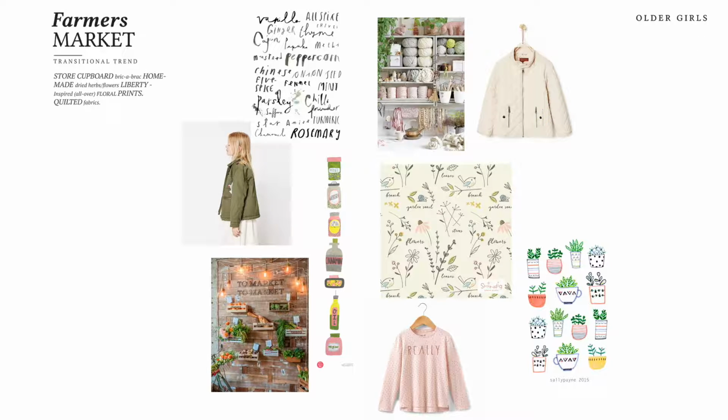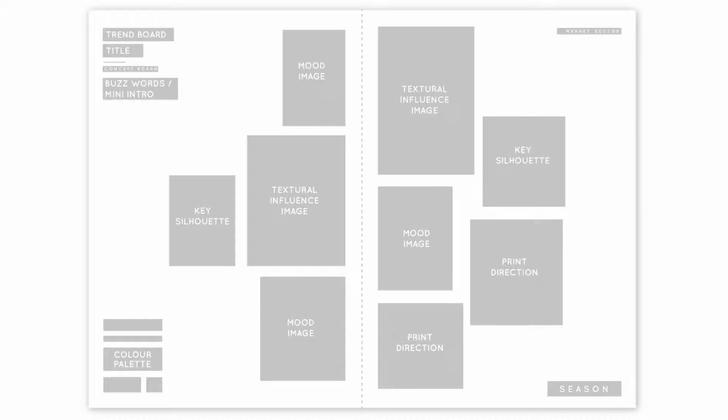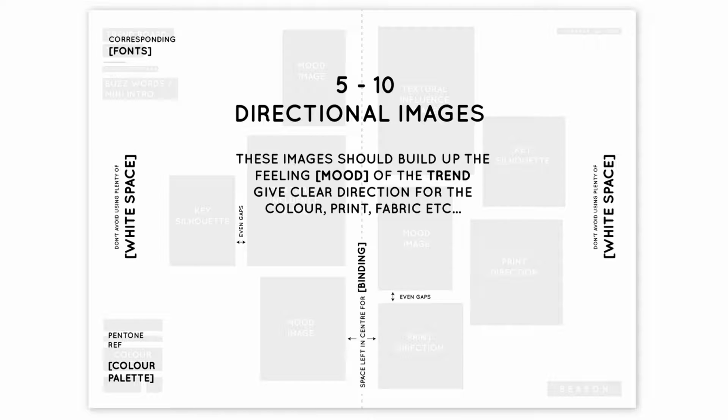Then you can aim at a specific sector. For example, this one is aimed at older girls. It might be luxury women's wear. It might be casual menswear, for example. It's always nice to include this as well. And then, of course, your colour palette, something we'll look at at a later stage in more detail. This diagram gives a good overview of the amount of images, the type of images that there should be, as well as all the titles that you should include. Remember, white space is your friend. Use it. Don't try and overcrowd any of your trend boards.